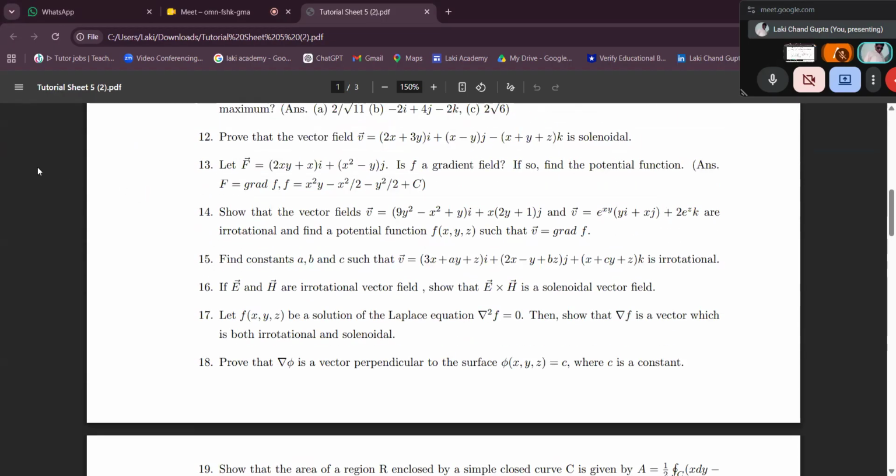Okay, now I tell you what is curl. Any idea about curl? Curl starts with C. C means cross multiplication. So curl of vector phi is nothing but cross product with vector phi.